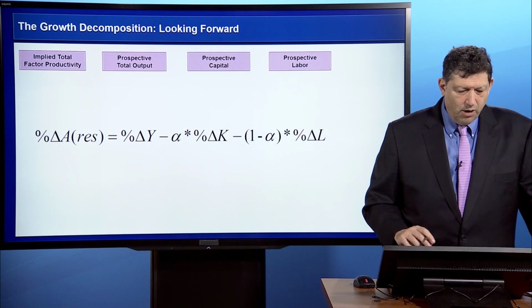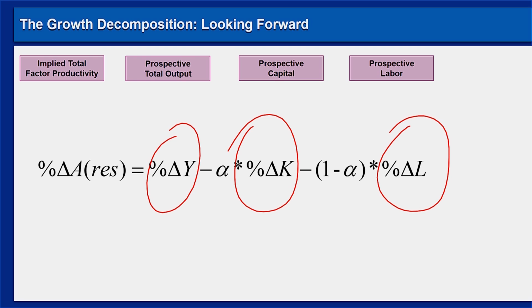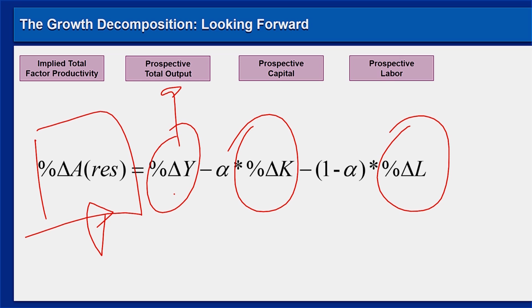Now, the other thing that I want to remind you is that if you get a forward-looking assessment of output, and you take a view on capital and you take a view on labor, then implicitly, you will have taken a view for total factor productivity. And this is the most important thing, because given your forward-looking assessment for output, capital, and labor, we may be getting an implicit value for total factor productivity that's unrealistic. In many cases, that assessment is too optimistic.